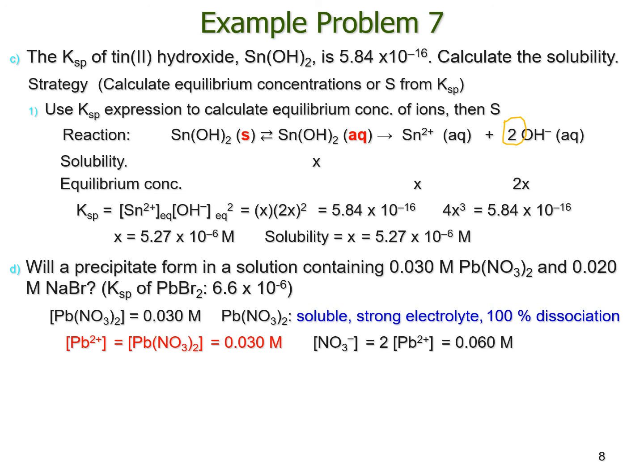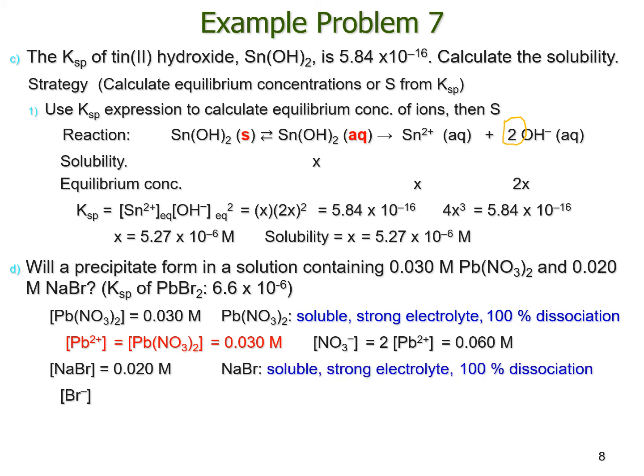All right, so that is the lead that we're interested in. The bromide that we're interested in comes from sodium bromide, and we all know sodium bromide is a soluble salt. Again, any soluble salt is considered a strong electrolyte, leading to 100% dissociation. So the bromide must have the same concentration as sodium, 0.020 molar. Once we know the initial concentrations of these 2 ions, we can calculate the QIP of PbBr2.